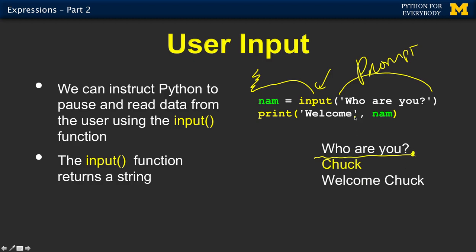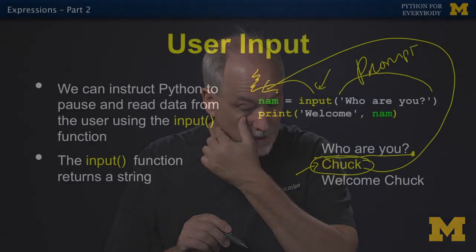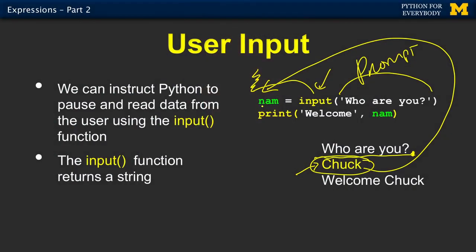And then we type into the keyboard, Chuck, and then we hit the enter key, and then it takes this string right here, and then it puts it in this variable right here. It is a string. Even if I typed in 1, 2, 3, 4, it would be the string 1, 2, 3, 4, not 1,234. Okay? And so that is the way. And so this program at this point pauses until we type and we hit the enter key, and then it takes that line of input, including spaces, whatever I've typed, and puts it in that variable. And then the program continues.